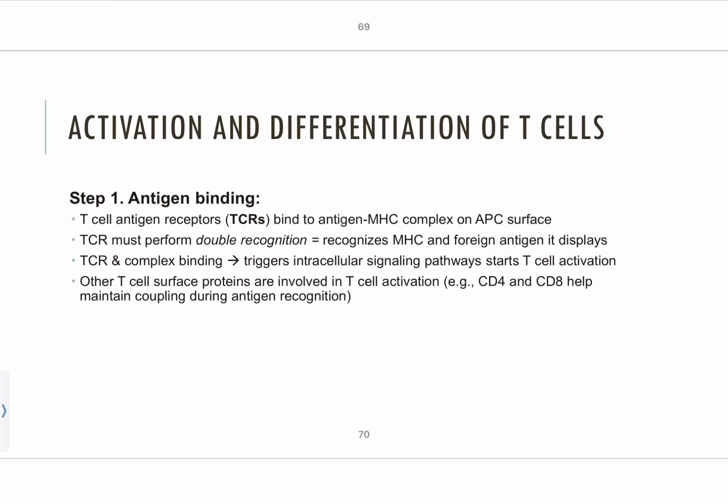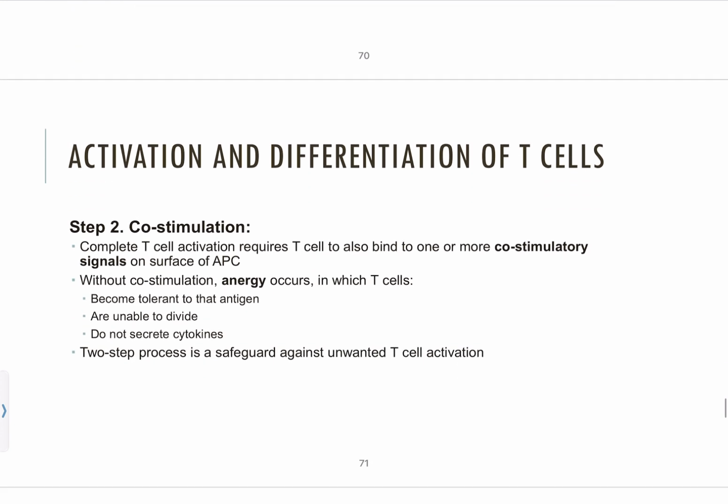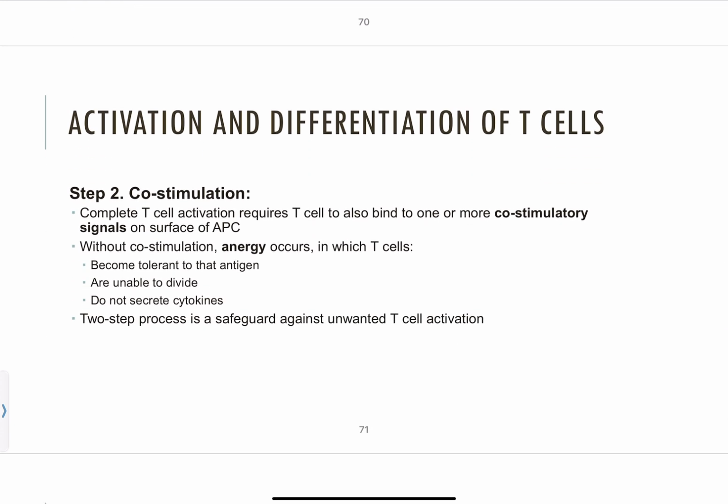So the first step is antigen binding, and this is where the T cell receptor, called a TCR, is going to bind to the antigen MHC complex on the surface of the antigen presenting cell. The TCR has to undergo what we call double recognition, meaning that it must recognize both the antigen and the MHC molecule presenting it. The second step is going to be co-stimulation, where the T cell must also receive additional signaling molecules called co-stimulatory signals from the antigen presenting cell.